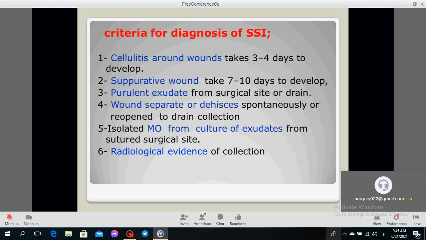Or there is a confirmed isolated microorganism from the culture of the exudate. We take a swab from the exudate and send it for culture and sensitivity, and a microorganism grows. Or lastly there is radiological confirmation of a collection. A patient came with a tender abdomen after abdominal surgery, 1 week to 10 days. We did an ultrasound, and the ultrasound said there is free fluid collection in the pelvis. This also confirms the diagnosis. These points are very important. Is it clear? Clear, doctor.